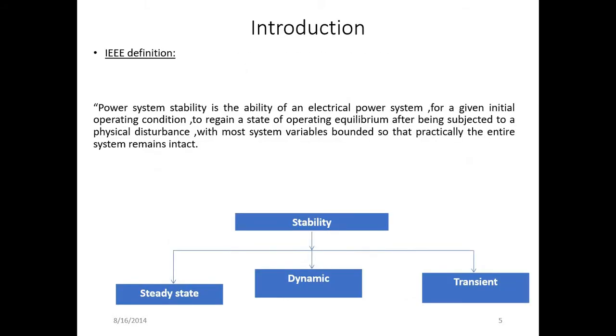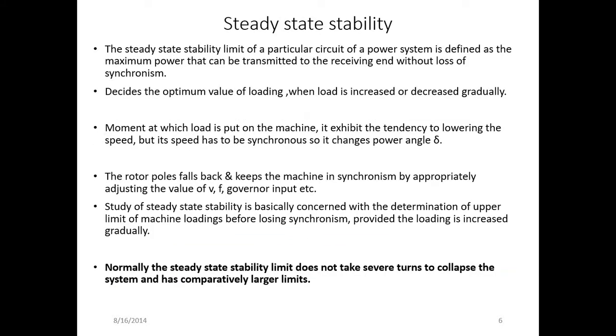Then the IEEE definition of stability: stability is the ability of an electrical power system, for a given initial operating condition, to regain a state of operating equilibrium after being subjected to a physical disturbance, with most system variables bounded so that practically the entire system remains intact. Then we saw the classification of stability: steady state, dynamic and transient stability.